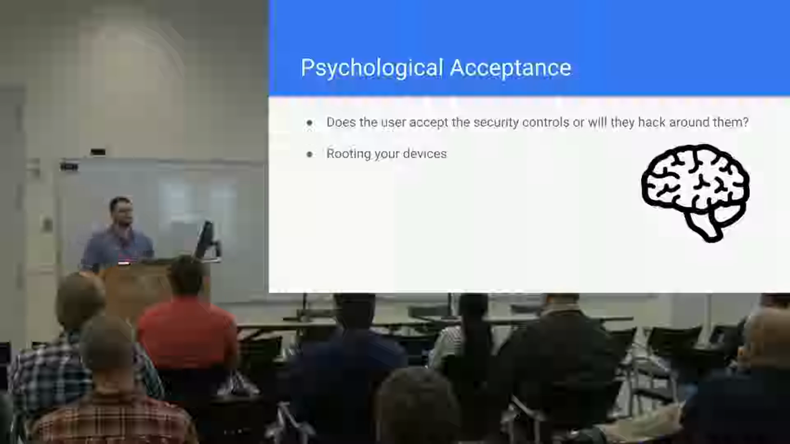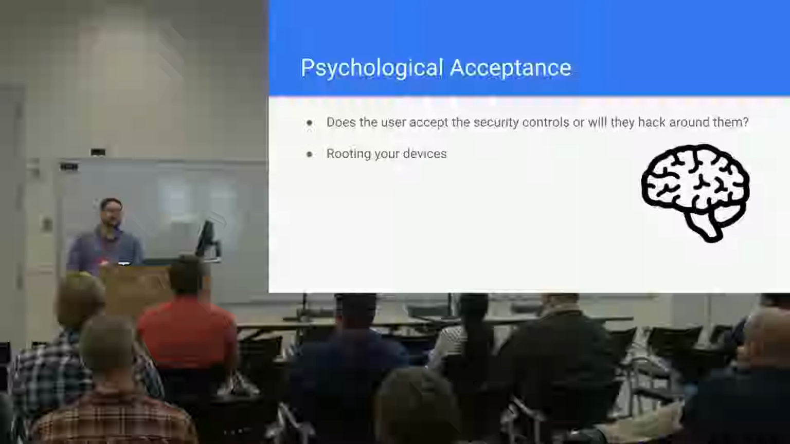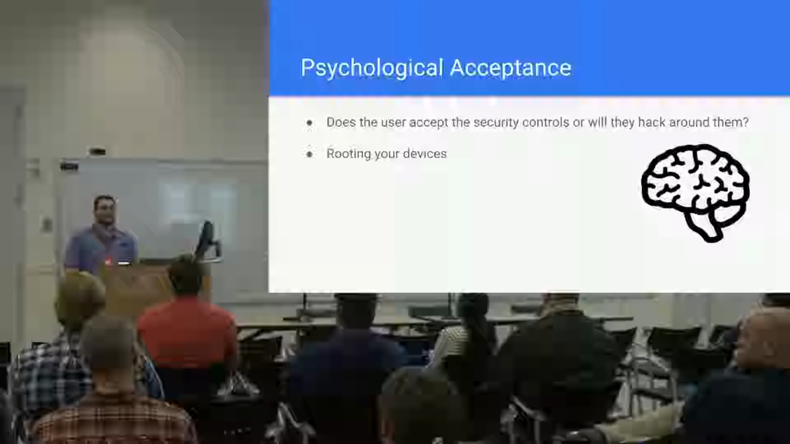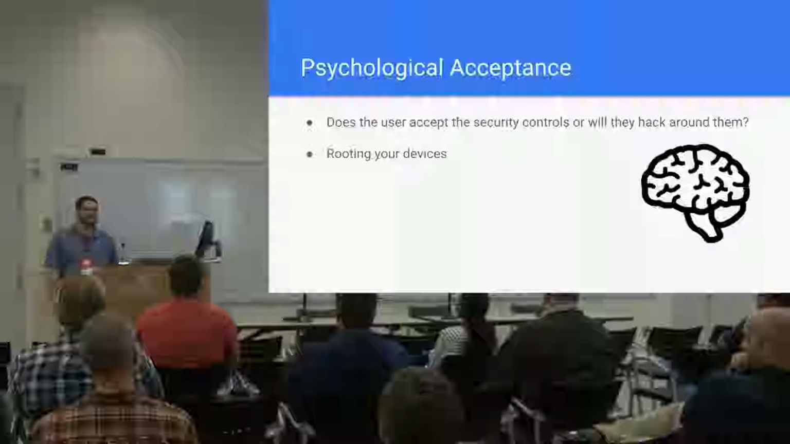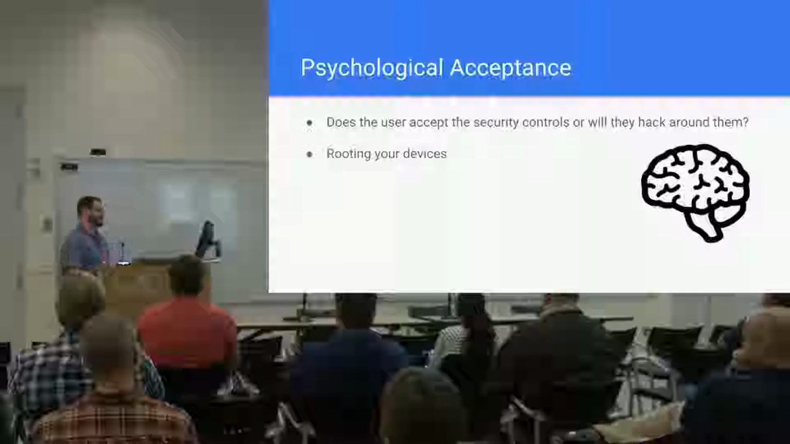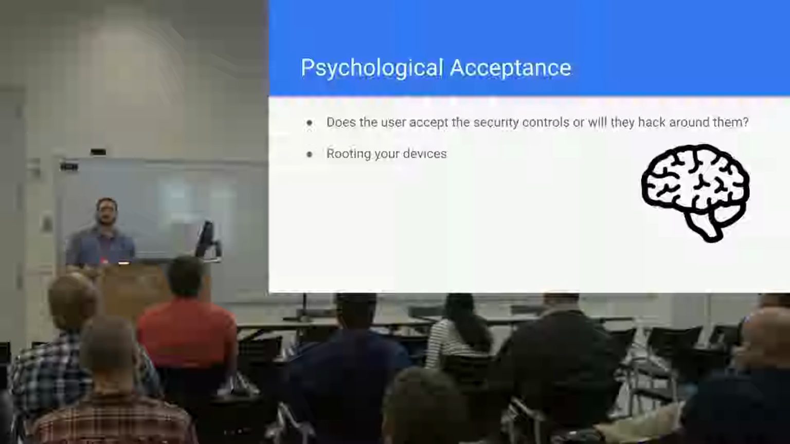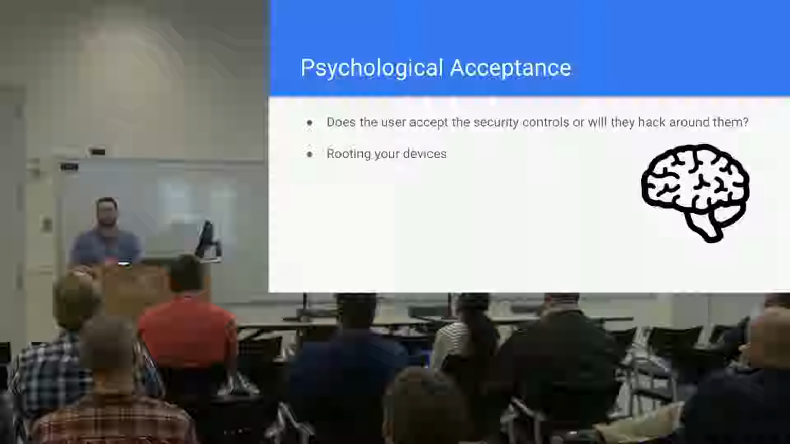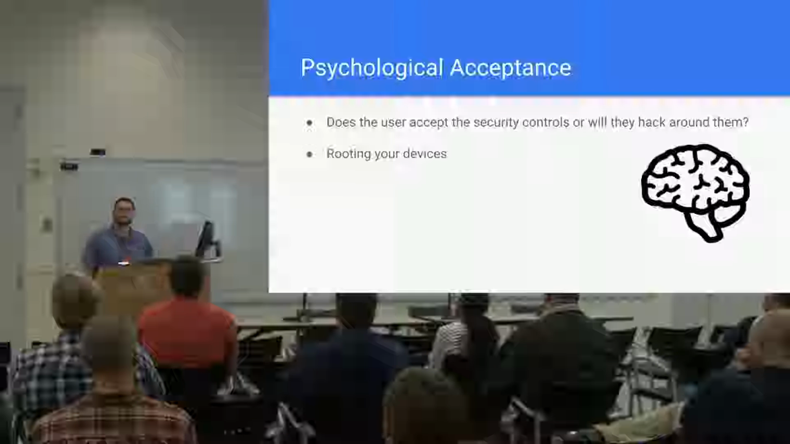Because they don't like the sandboxing or they don't like some of the security features. How many of you have strict proxies at your workplace? How many of you have done things that are probably against security protocol to get around those proxies? Yeah, that's an example of breaking the psychological acceptance. If you're so secure that no one can use your app, then you're actually making your app less secure because folks are going to hack around it.